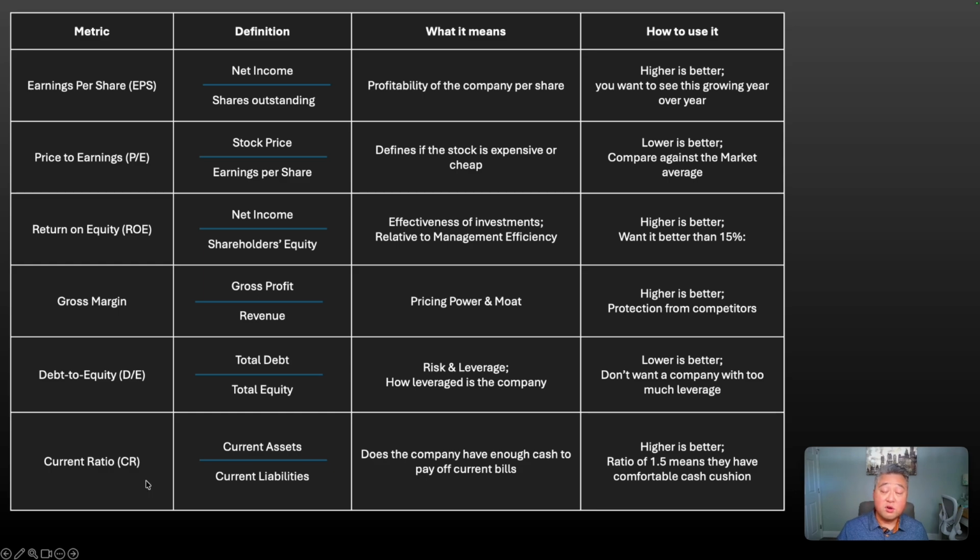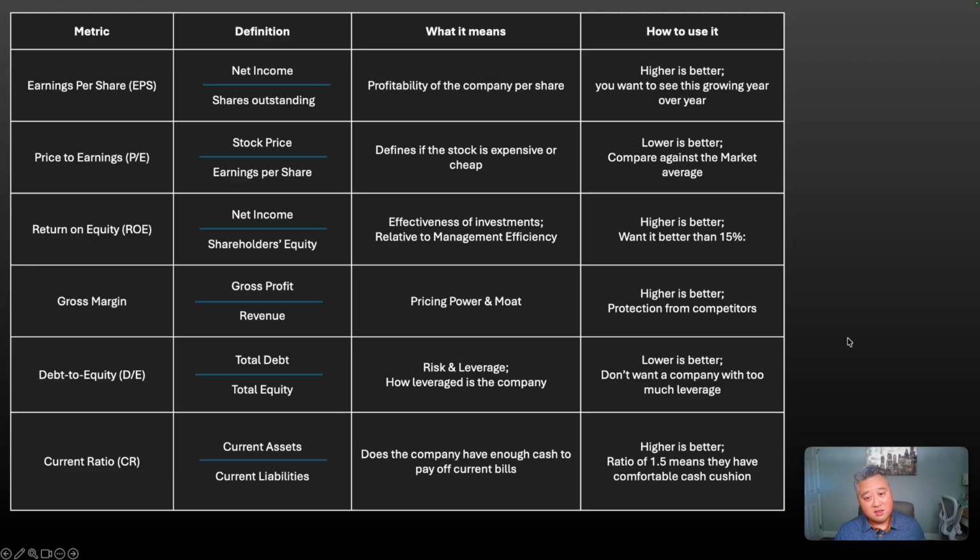And lastly, you have the current ratio, which is the current assets divided by the current liabilities. It basically tells you, does the company have enough cash on hand to pay off its current bills? The higher the better, and a ratio of 1.5 means they have a very comfortable cash cushion.